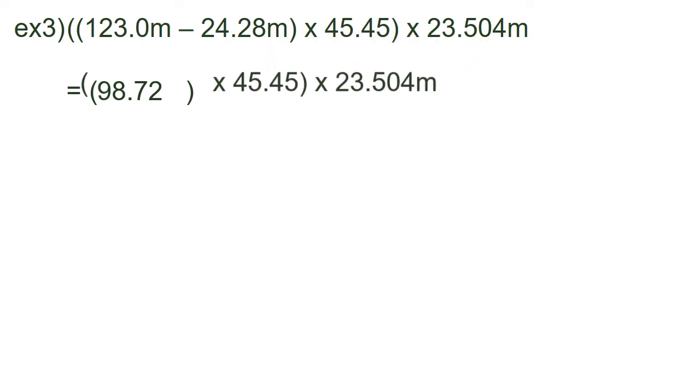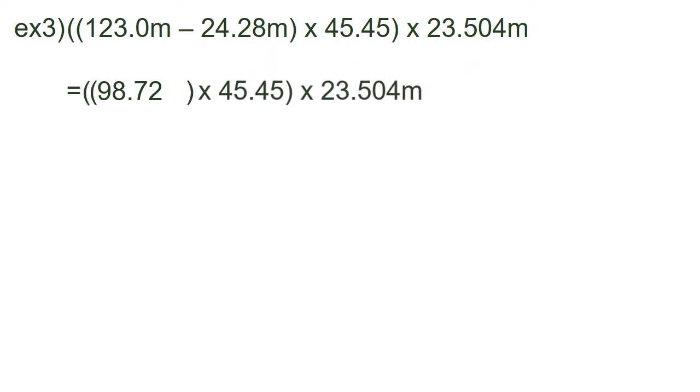Example 3. I start with what's inside the brackets. So I'm going to put into my calculator 123.0 subtract 24.28, and my calculator gives me 98.72. Everything else in the line will then drop down. And since I only have one number now inside of that bracket, I can eliminate those brackets.